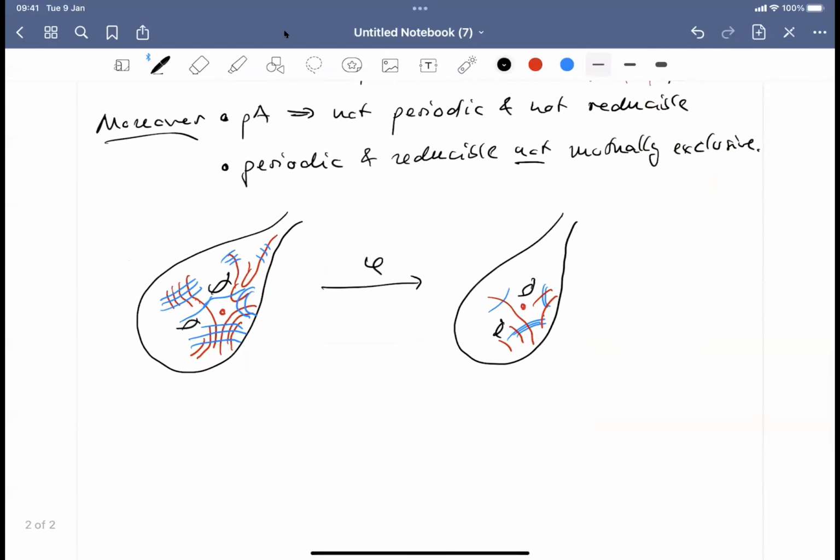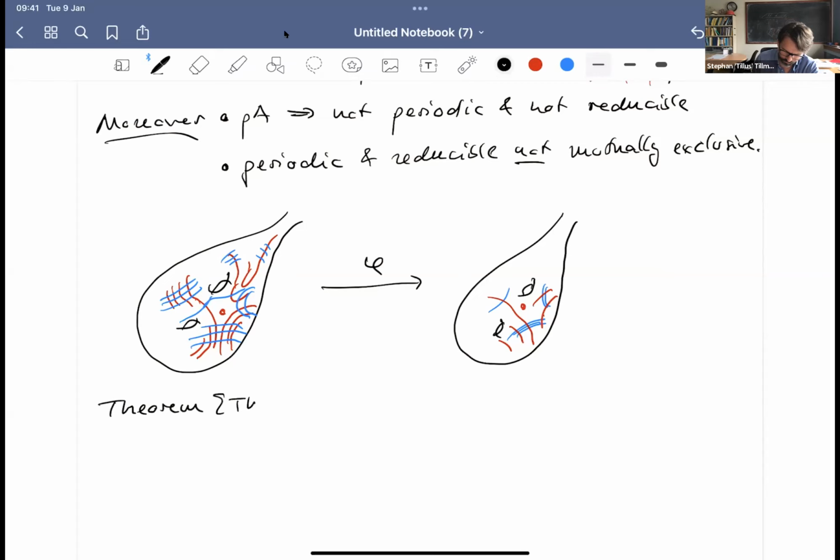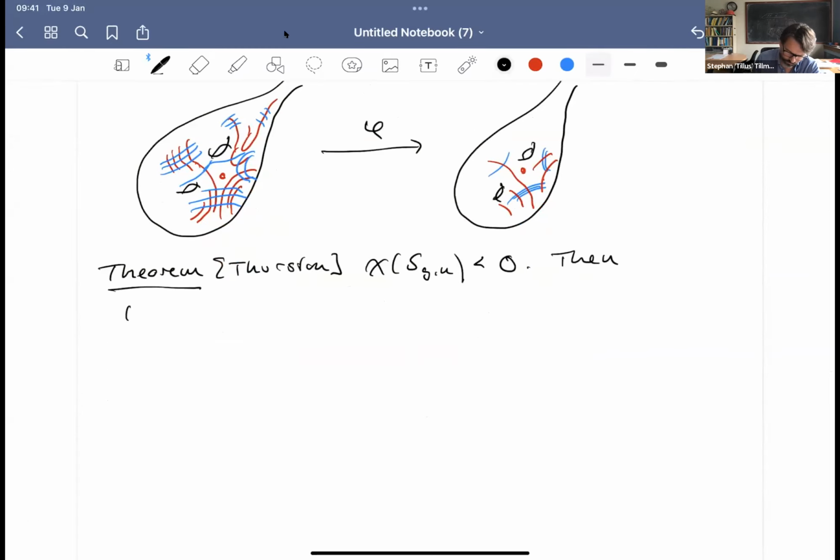Okay. And so here's another way of understanding this classification a little bit better. I said we construct this manifold M sub phi, right? And so here's a theorem by Thurston. We're assuming still that the Euler characteristic of the surface is negative. And so then he says there's the following three cases.